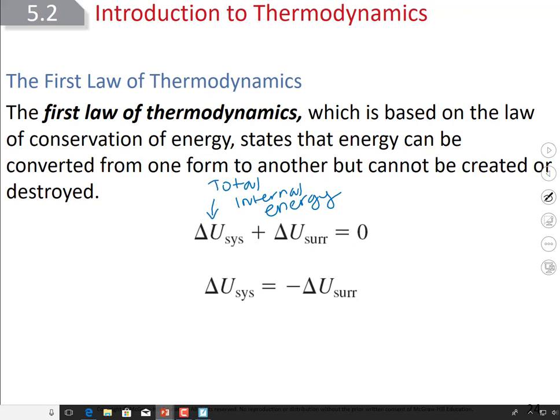It's total energy. So the change in total energy of a system has to be equal to the opposite of the surroundings. If my system released 20 joules of energy, how much energy was absorbed by the surroundings? 20 joules. That's what this is saying: the exact same amount, just opposite in sign. Because if one is releasing, it's going to be negative. If one's absorbing, it's going to be positive.